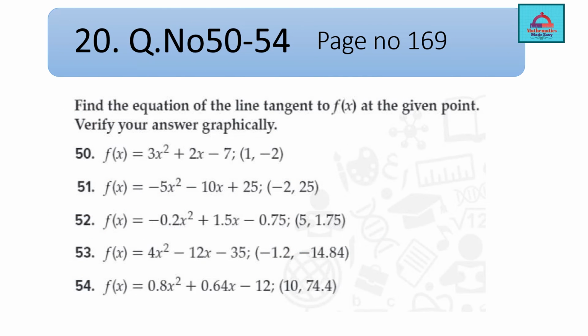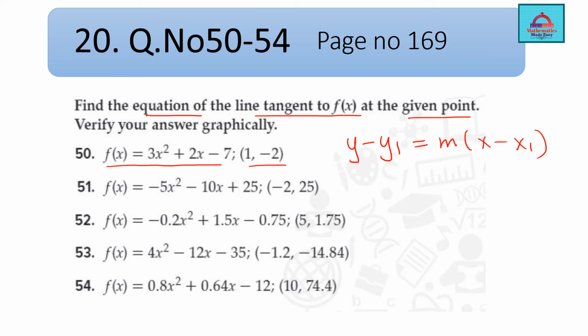Next questions are question 50 to 54 taken from your math book on page 169. These are quite similar questions to the kind of questions we have done also for 30 days of calculus. So here you are given the function value, you are given the point, you need to find the equation of the line of tangent at the given point. So remember, y minus y1 is equal to m times x minus x1. That's the equation. Now x1, y1, the value will be given to you.